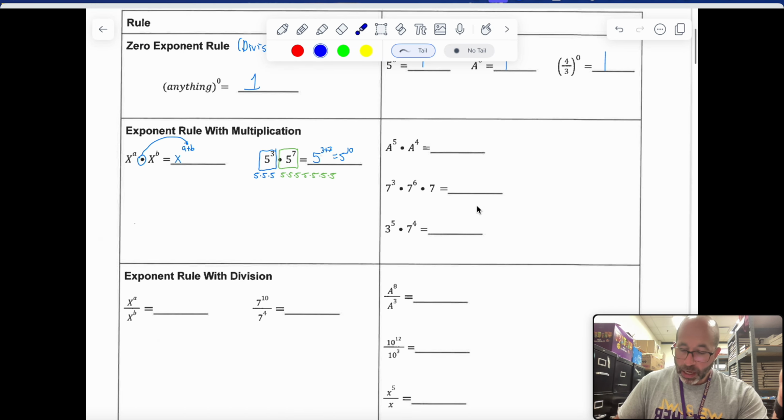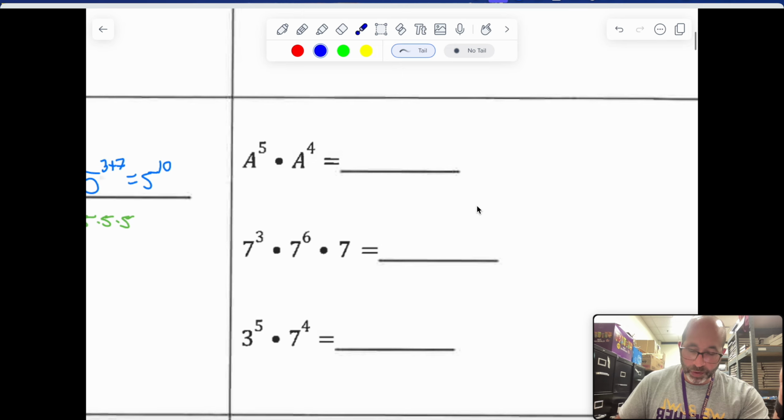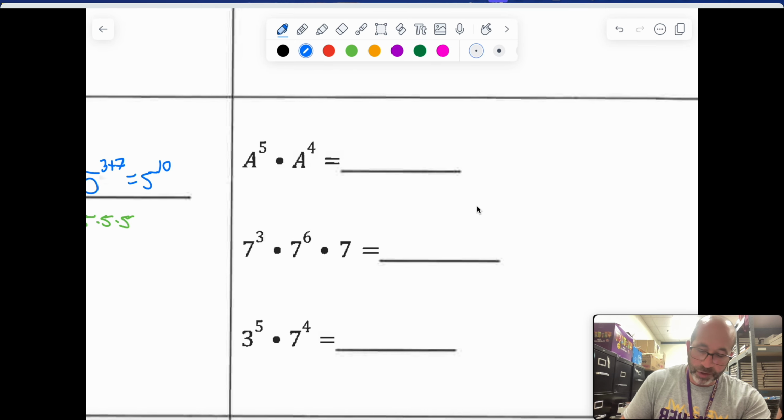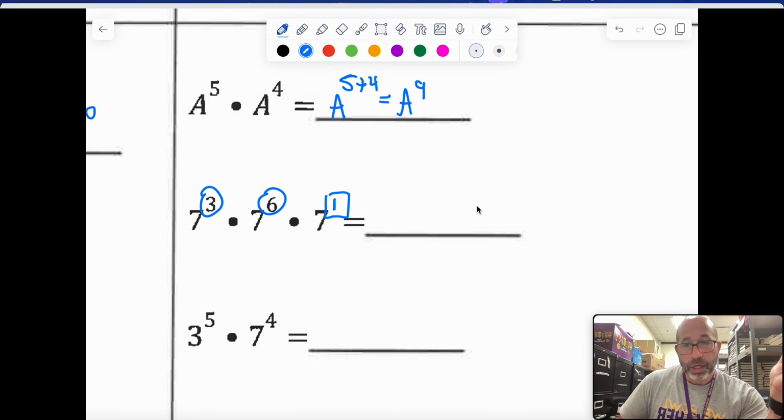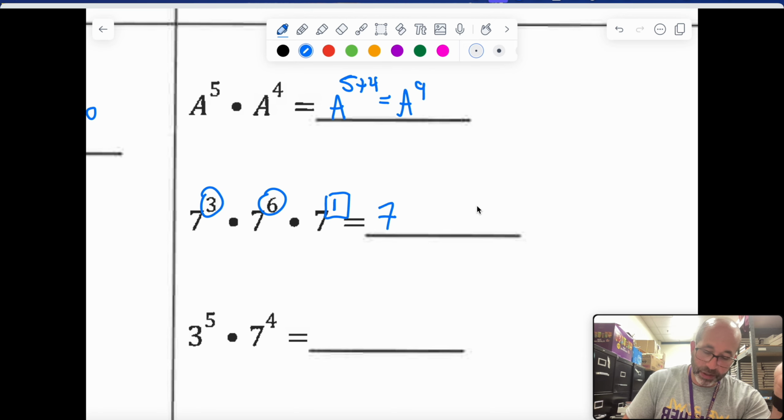If we apply these rules, looking at the first one, we would have a to the 5 plus 4, which is a to the 9th. If we look at the next one, there's a 3, a 6, and there's actually an exponent that's not written. There's a 1 right there. So if we write this out, it's going to be 7 to the 3 plus 6 plus 1. So this will be 7 to the 10th power.